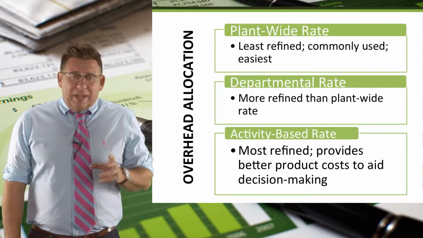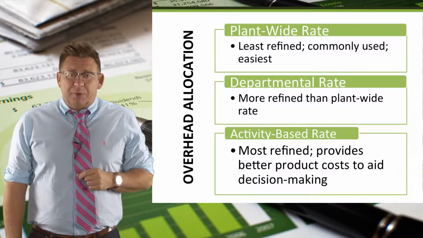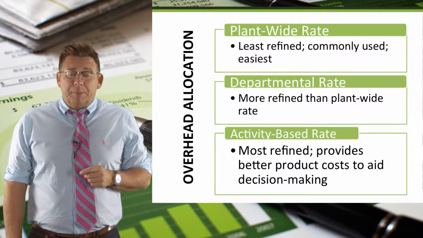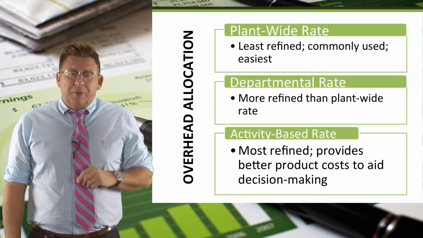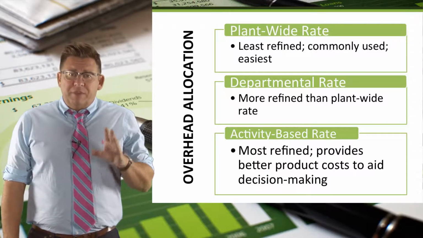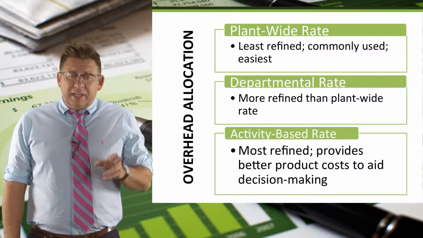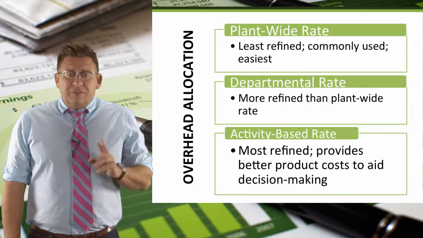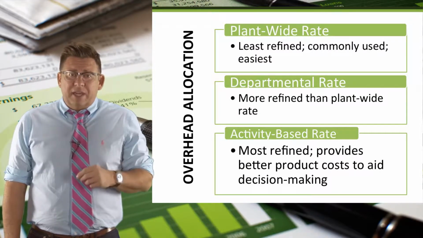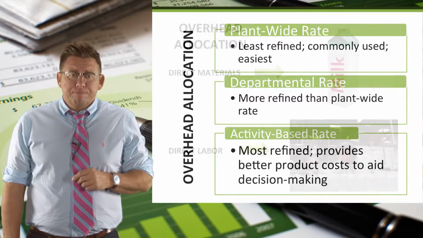There are three common ways to allocate manufacturing overhead to products. The most common is the plant-wide rate. This is what we earlier described as the predetermined overhead rate. Another method is departmental rates. Finally, the most refined method is activity-based costing. This video will focus on the activity-based rate method.